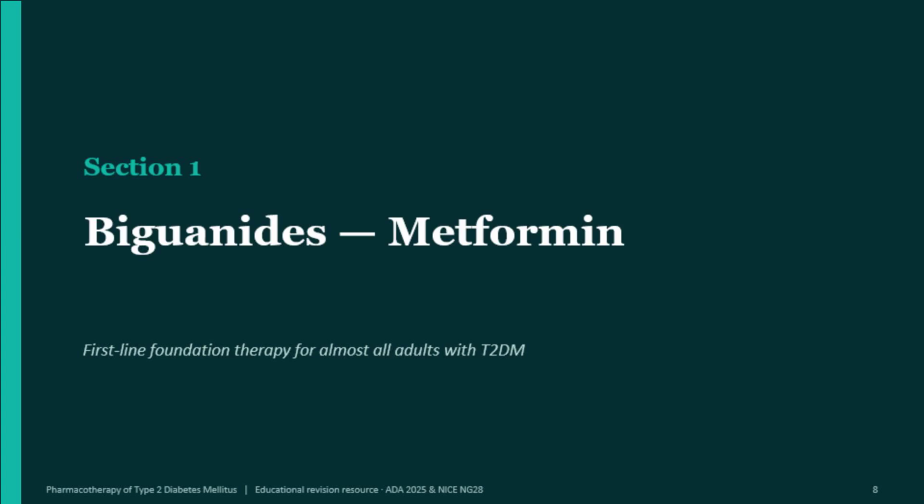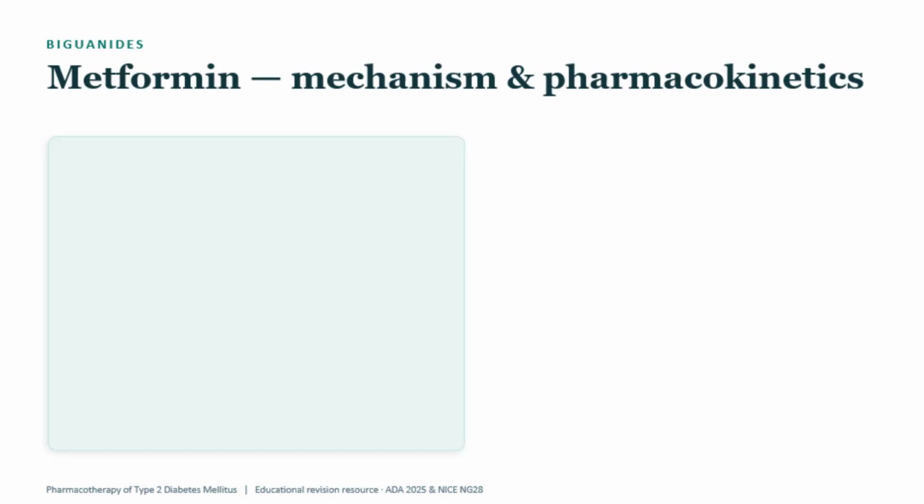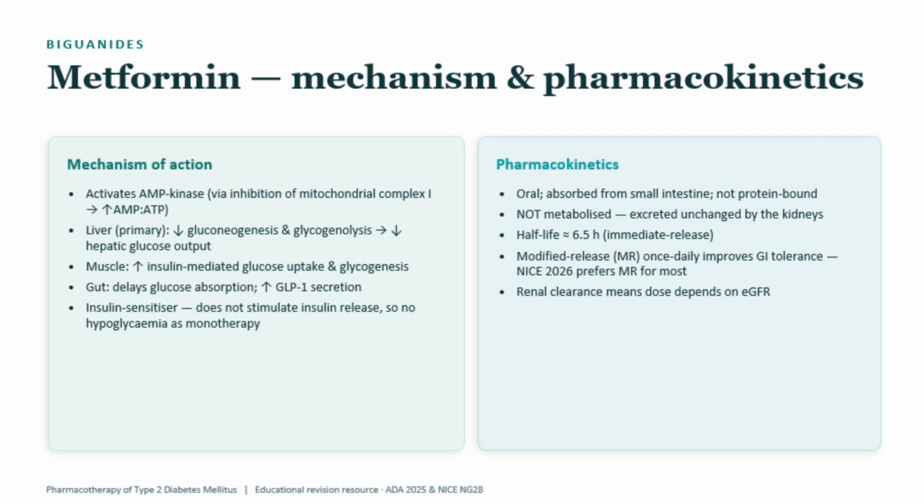Chapter 1, and we start where every patient starts: metformin. This is the foundation, first line for almost every adult with type 2 diabetes. It's been around forever, it's dirt cheap, and it still earns its spot at the top. Let's find out why.